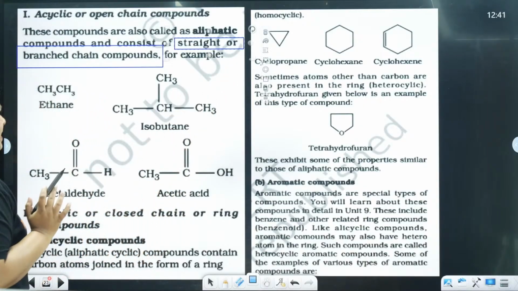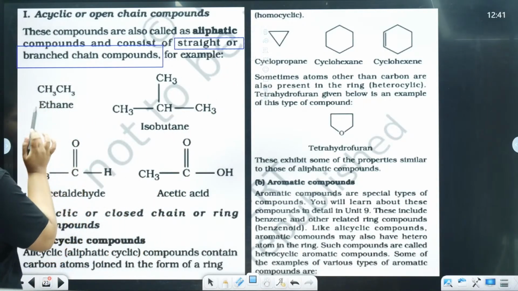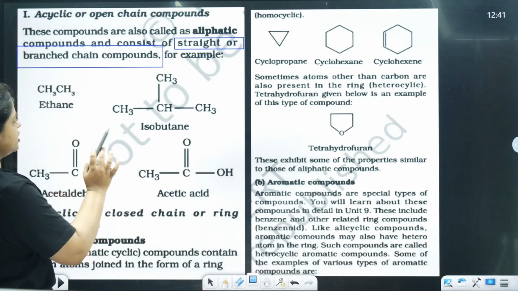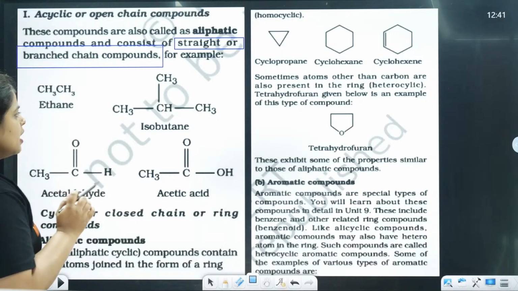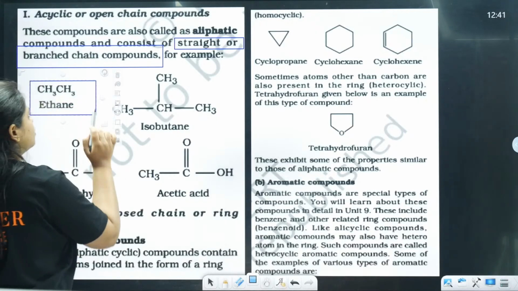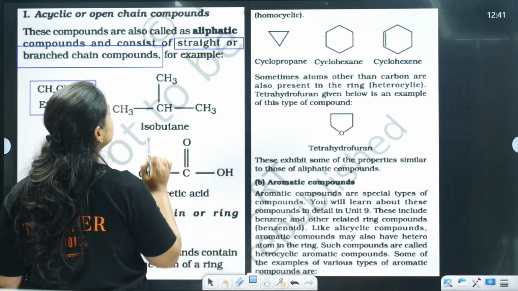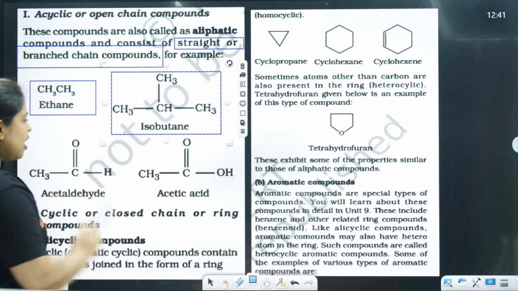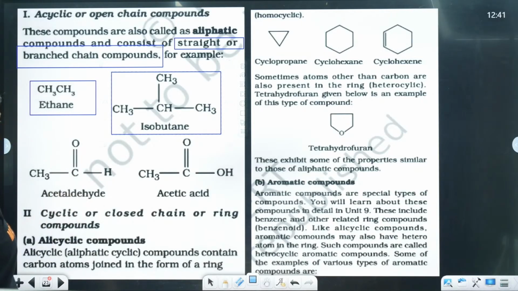For example, ethane. How should we write ethane? CH3 CH3. This is ethane, a straight chain. Now how can you write the branched? Say isobutane. In a branched form, there is one more here, acetyl halide, and one more, acetic acid.